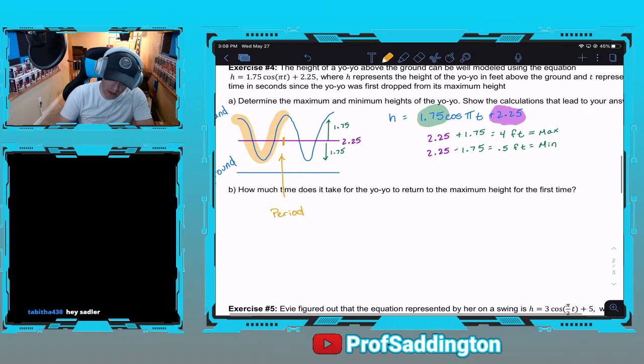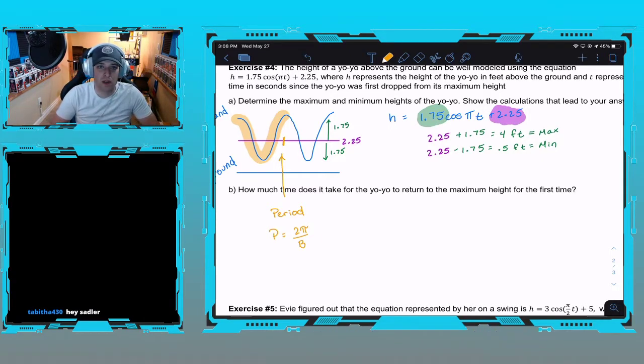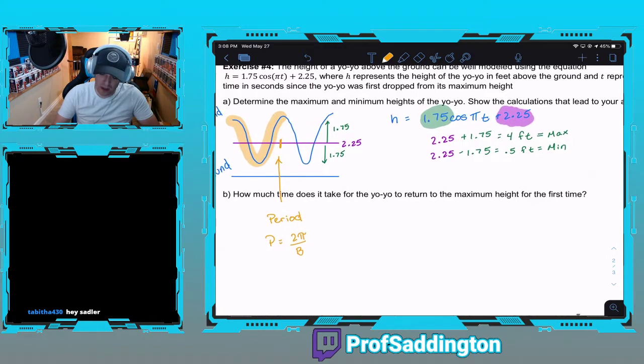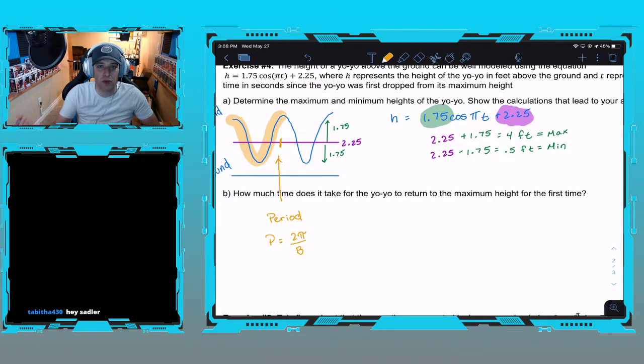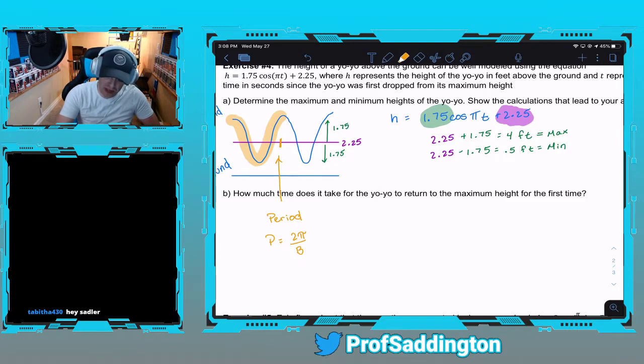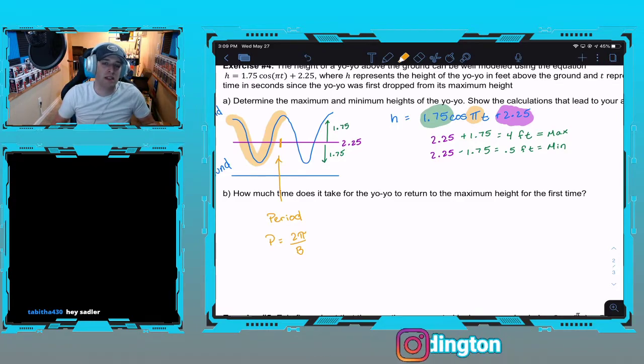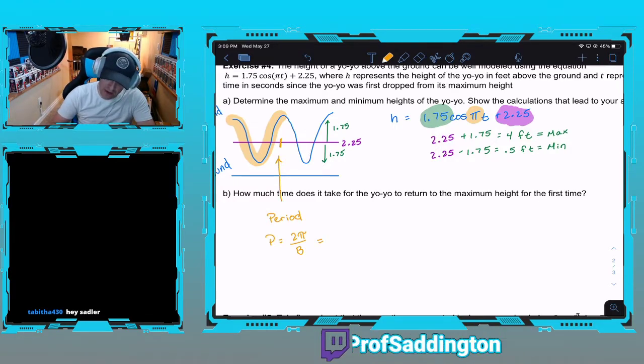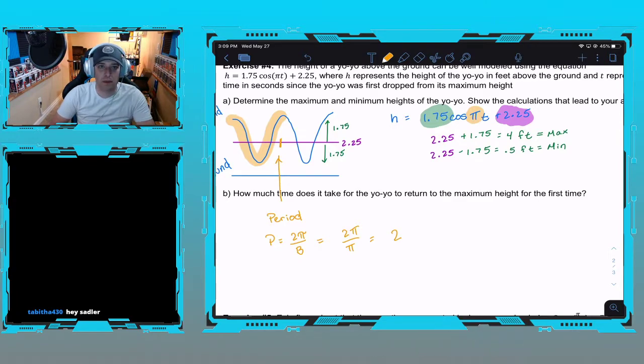Well, the period formula was P equals 2 pi over B. So I'm going to go back to my formula because we do know what the B value is. The B value is what you're multiplying the time by. It's what you're multiplying theta by or x by. In this case, it's t. So all I'm going to do is plug the pi in for the b down here. So it'll be 2 pi over pi, which just means the pi's are going to cancel out. So the period is 2.